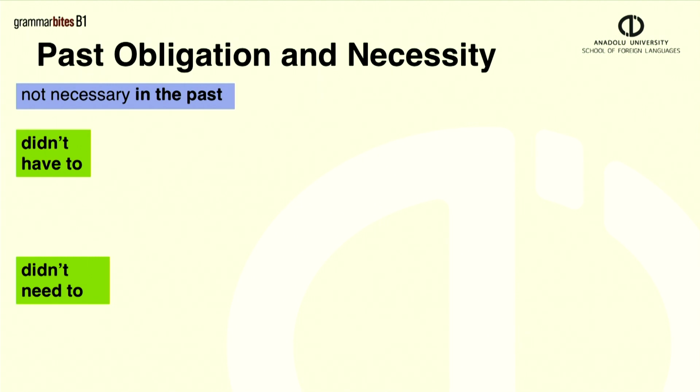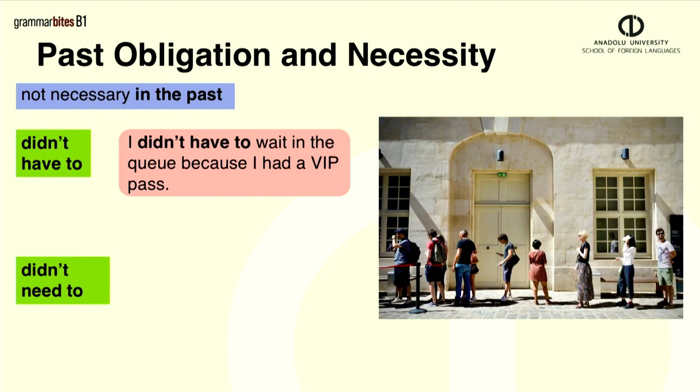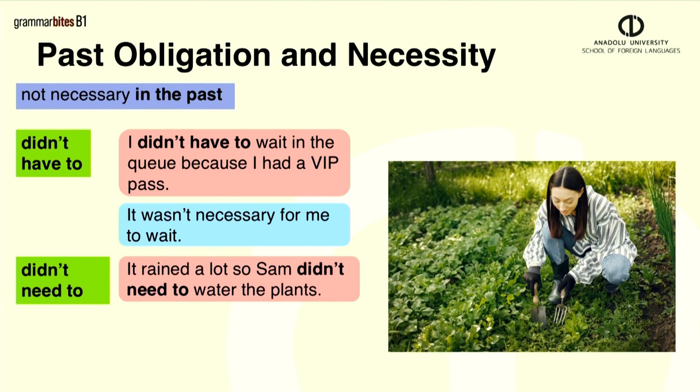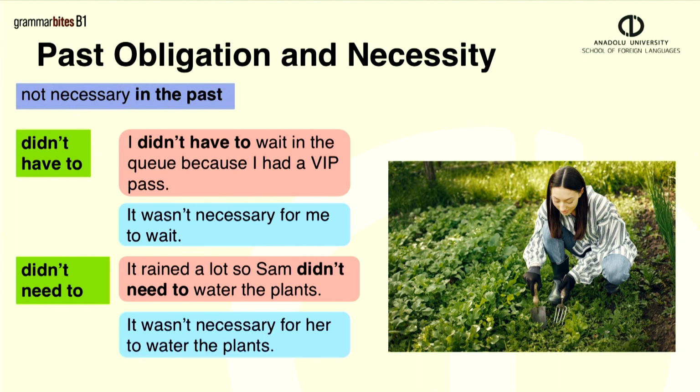To say that something was not necessary in the past, we use didn't have to and didn't need to. I didn't have to wait in the queue because I had a VIP pass. It wasn't necessary for me to wait. It rained a lot, so Sam didn't need to water the plants. It wasn't necessary for her to water the plants.